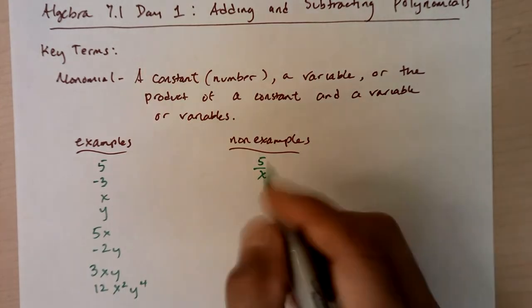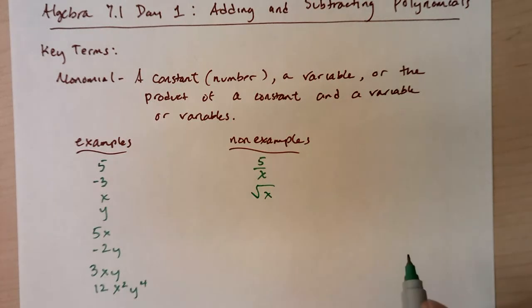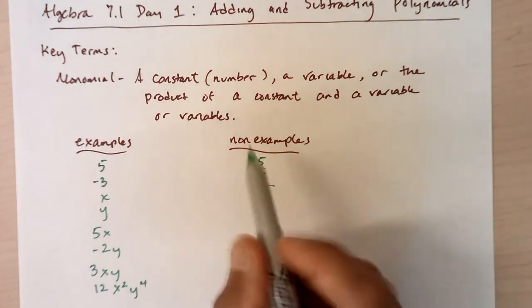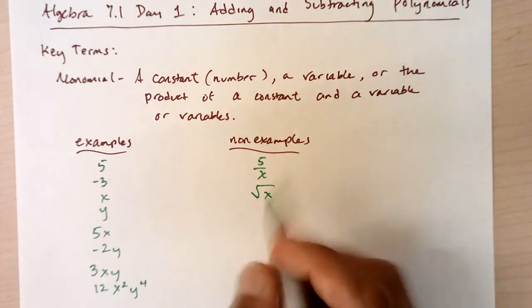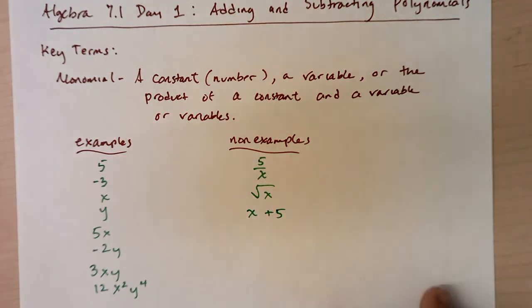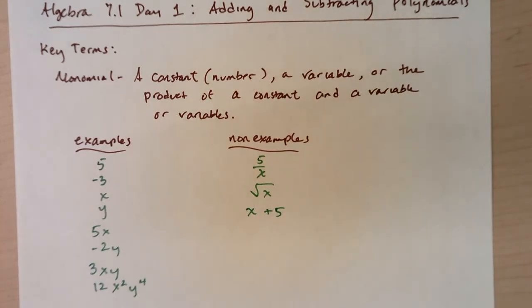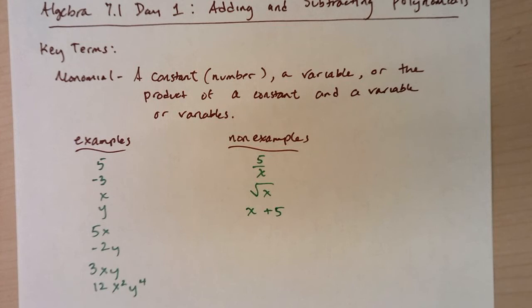Okay, I can't take something like the square root of x. That's a non-monomial. Okay. It's also not the sum or difference. So x plus 5 is not a monomial. It's made up of monomials, which we'll talk about later, but this is not just one term. It's more than one term. So those are some examples of non-monomials.